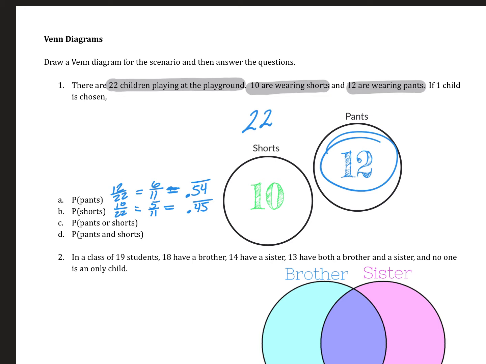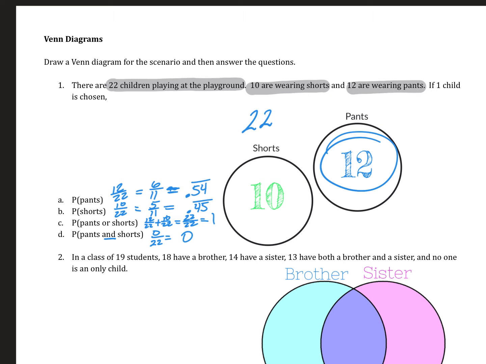Now our probability of pants or shorts, that would be 12 over 22 plus 10 over 22. But since these are both mutually exclusive events and they're the only two events, what we have is a certainty here, because we're going to have 22 divided by 22, which is 1. And then it says pants and shorts. Since we have mutually exclusive events, this would be 0 because you can't wear both at one time. My probability of pants and shorts would be 0. These are mutually exclusive.